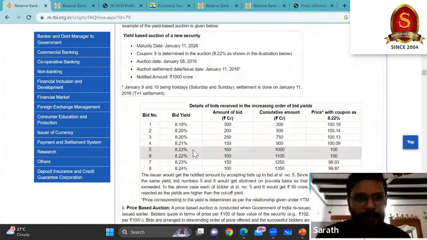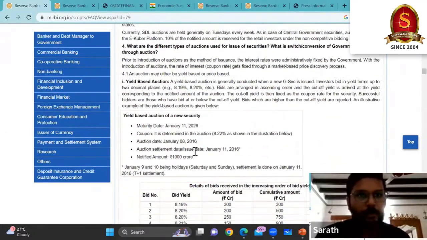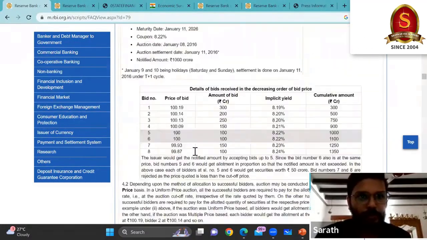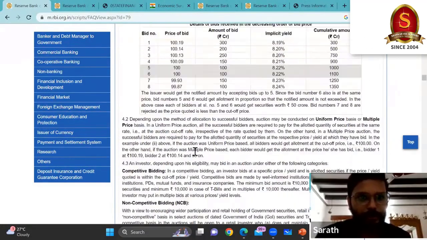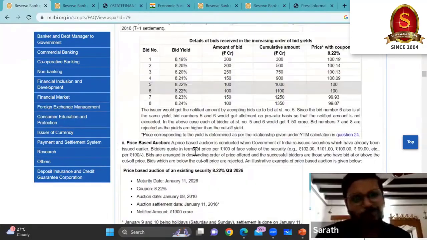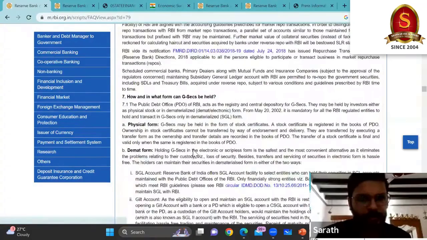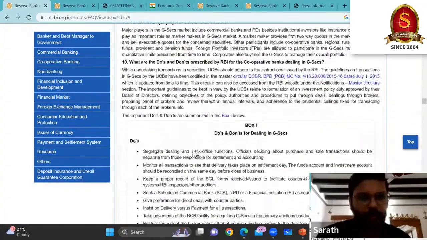I think this is the one. Yeah, here it is. Yield-based auction. Question number 4. Price-based auction. Wasn't there another one? Wait. No, maybe not this one.